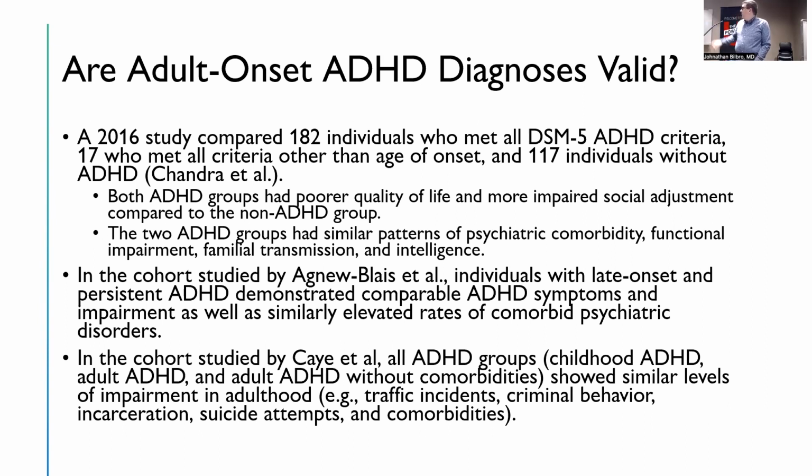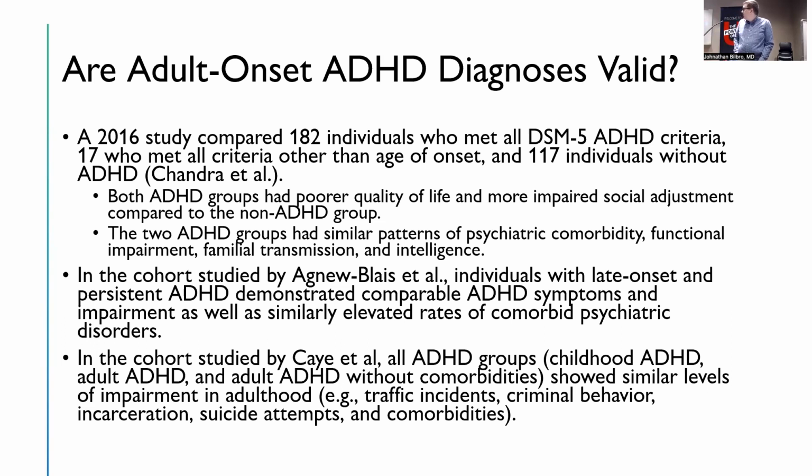One of the cohorts, the one in Britain, looked at the individuals with late onset ADHD and those with persistent ADHD, and found that they demonstrated comparable symptoms and impairment, as well as similarly elevated rates of comorbid psychiatric disorders. So when you looked at the impact, the effects of their diagnosis, it was similar between those who were diagnosed in childhood and those who were diagnosed in adulthood.